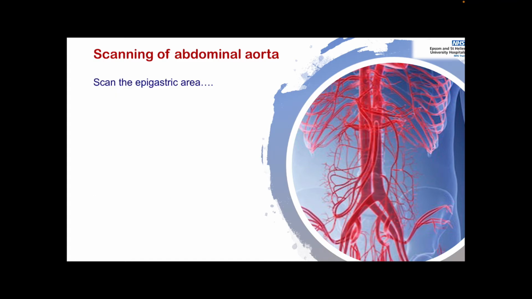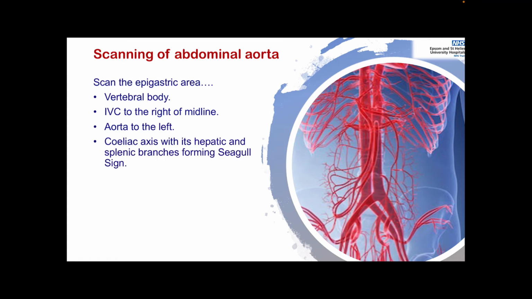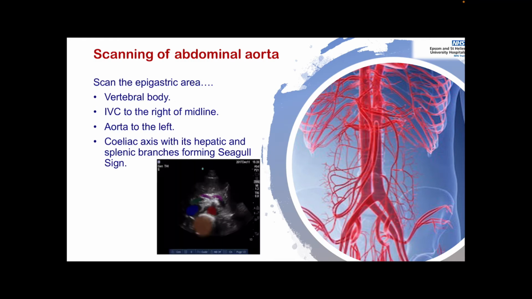Now there are steps. First of all, you scan the area, find the vertebral body, find the inferior vena cava to the right side of the midline, and then you will find the aorta on the left side of the midline. The celiac axis, with its hepatic and splenic branches, forms what we call the Seagull sign. Here is the Seagull sign, and here is the abdominal aorta, the vertebral body, and also the inferior vena cava.